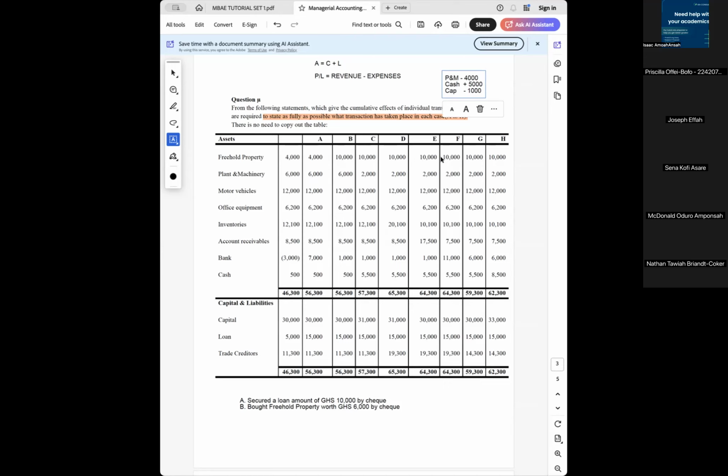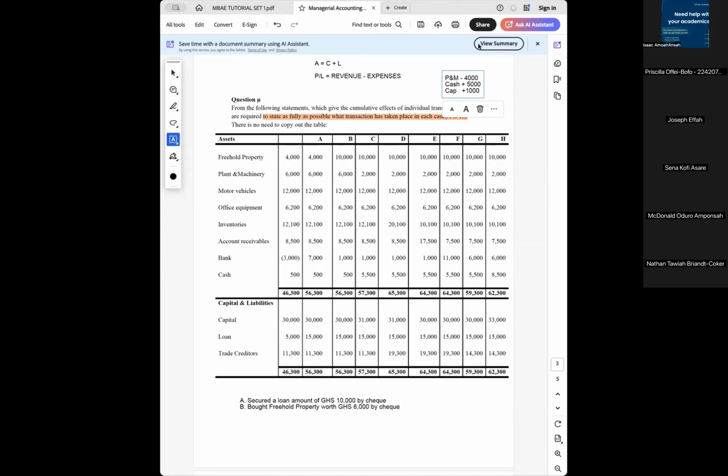Plant and machinery goes down by 4,000. Cash comes up at 5,000. And then capital comes up, sorry, an increase, of 1,000. Okay. So what could be the probable transaction?